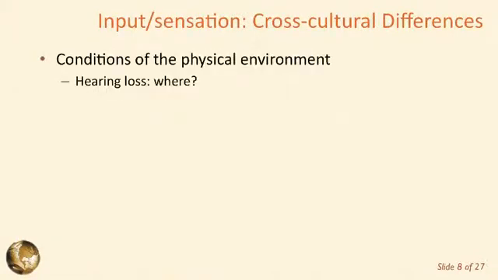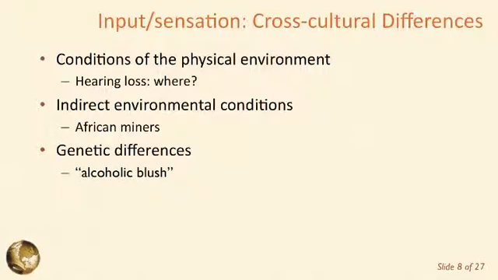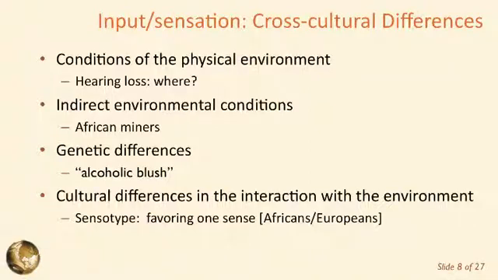And we're going to talk about differences in cross-cultural perception. The first of those is that the physical environment may have some effect, with different physical environments in different countries and within countries. So if you live and work in a loud environment, you might suffer hearing loss. For example, if you live in New York City versus on a farm in the middle of Africa, your hearing's probably going to be better. An interesting example given in the text of African miners is an example of indirect environmental conditions affecting perception, as well as genetic differences, and a general difference sometimes in which sense is favored, namely the Europeans favoring visual stimuli and the Africans leaning more towards auditory.